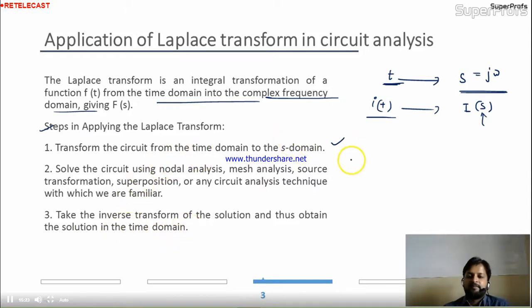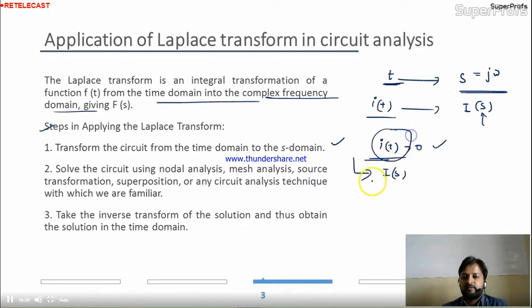What they are saying is, we were solving questions in which we were finding i(t) for t greater than 0. So instead of i(t), I can find I(s) also. How can I find I(s)? First, I'll convert the time domain circuit into the frequency domain, or S domain, the Laplace domain. Then I'll take the inverse of it, so again I'll get i(t). So this is actually a very easy way to get answers, the application of Laplace.